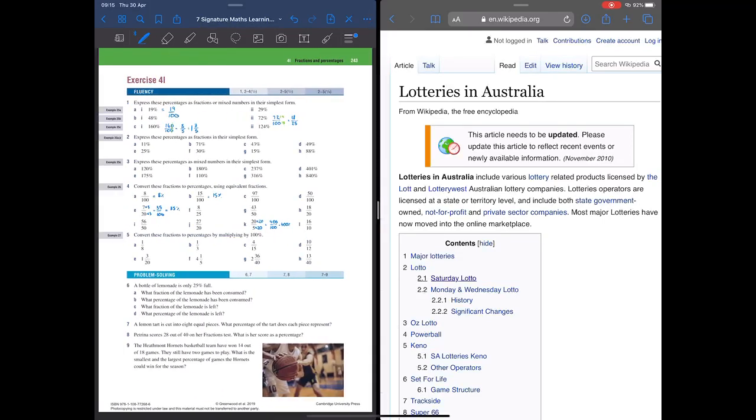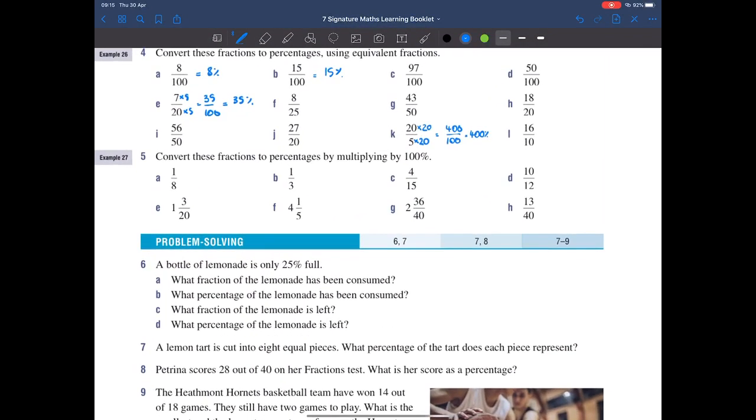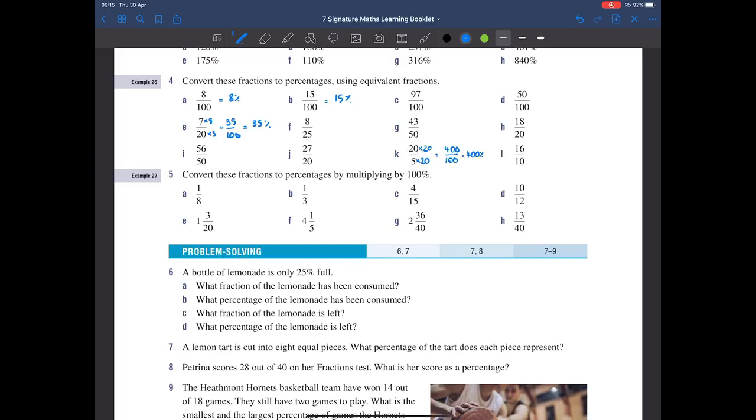So question 5. Yep, question 5. Let's do these. All right. Convert these fractions to percentages by multiplying by 100. Okay. Let's pretend that I'm not here and you're on your own. The strategy for this question is to look at example 27. Okay? So let's look at example 27.